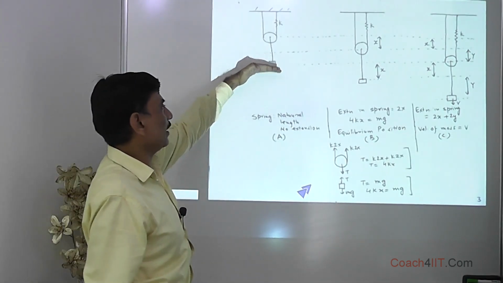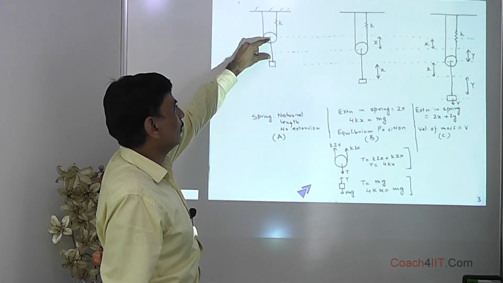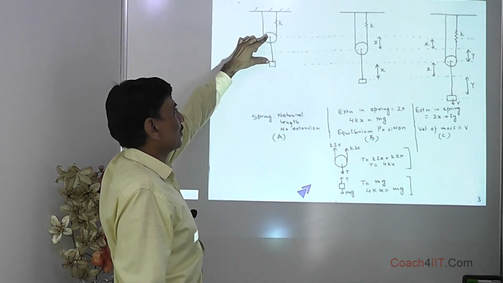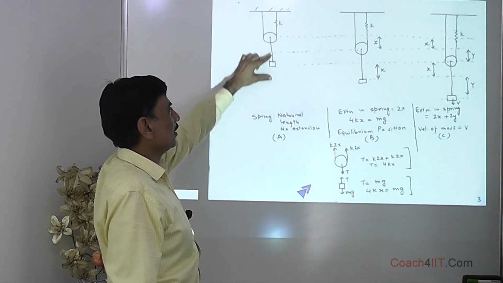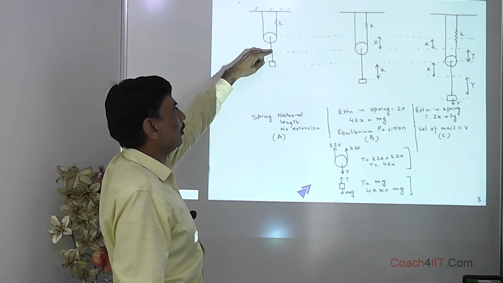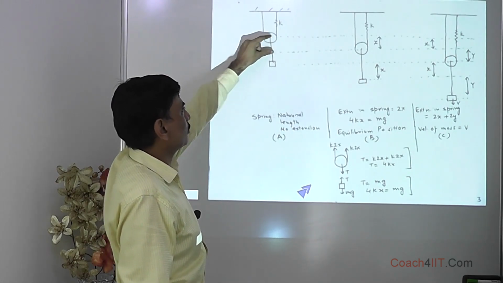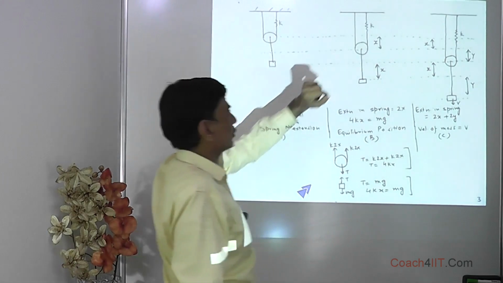When we say the block has gone down by distance x, it means the pulley has also gone down by distance x, from this level to this level. This is an inextensible string, so if this block goes down by x, the center will also go down by x. If the center goes by x, the pulley requires extra string on this side also and on this side also.